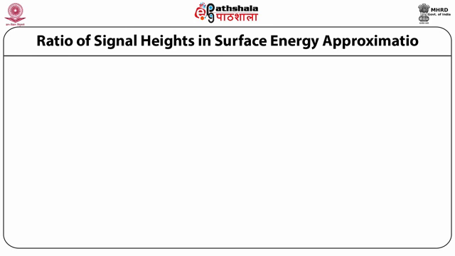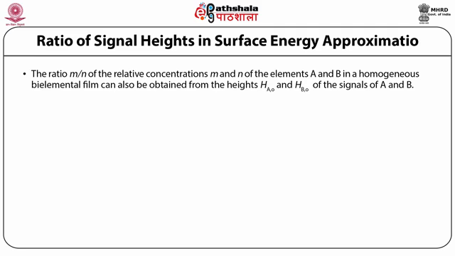The ratio of signal heights in the surface energy approximation. The ratio M divided by N of the relative concentrations M and N of the elements A and B in a homogeneous bi-elemental film can also be obtained from the heights H_A0 and H_B0 of the signals of A and B. The scattering from the top surface layer of such a sample is the same as for a bulk sample. Therefore, there are two different ways of finding the ratio M divided by N.